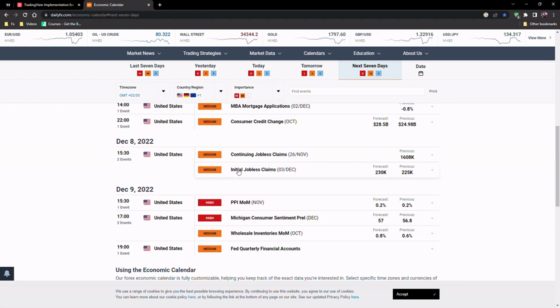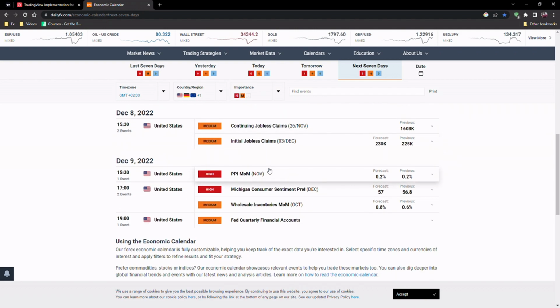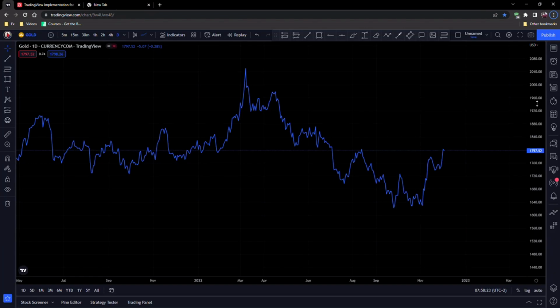On Thursday, however, we do have the initial jobless claims and the continuing jobless claims, so that one will have an impact. So just be on the lookout for that one before entering your trade or your analysis, to see if it's a good point to exit or if you should hold on Thursday. On Friday we don't have anything, but yeah, that's going to be the fundamentals for the week.